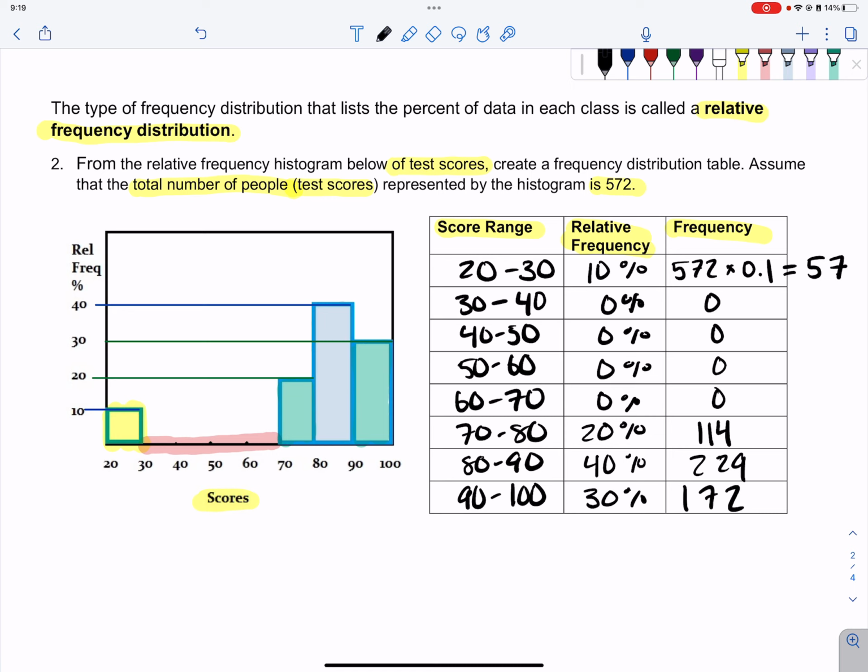And then one last thing about this, depending on your rounding of the frequency, if you add all of those together, in this case 57, 114, 229, and 172, you should get pretty close to the number that was used to represent this histogram, that 572. It might be a little bit off depending on rounding, if you're routinely rounding up or routinely rounding down for all of them. It could be off by a little, but it should be pretty close, if not exact.